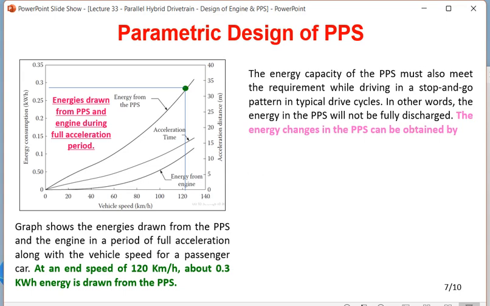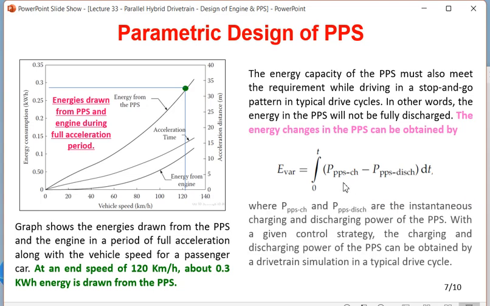The energy changes in the PPS can be obtained by this formula. So how much energy is varying, or what is the energy variation in the PPS? That is found by PPS charged minus PPS discharged. So this much is the energy given out by the PPS source. You are integrating it over time. That means how much power is given out by the PPS source, we integrate over time, and that gives you the variation in the energy in the PPS source.